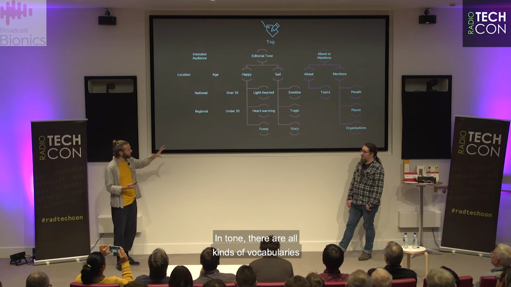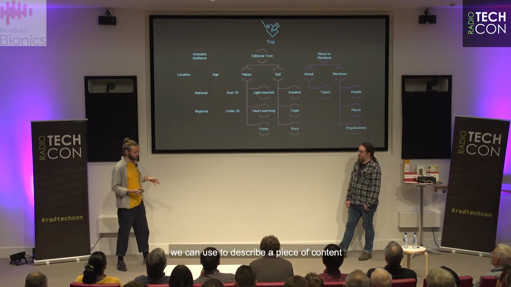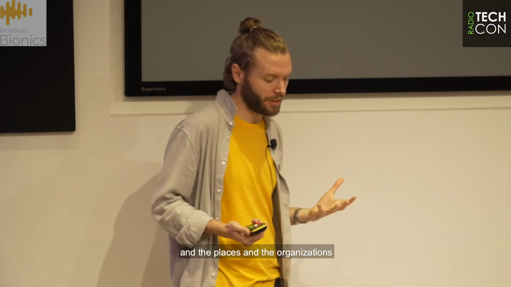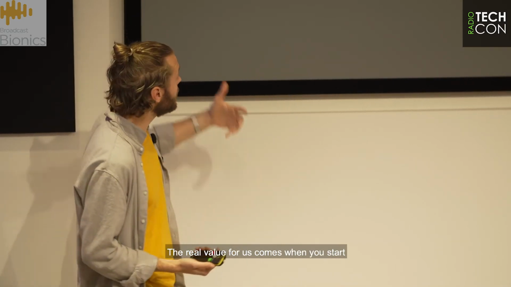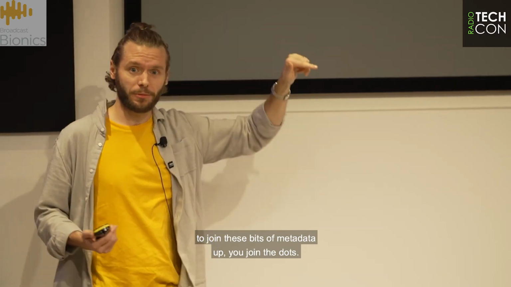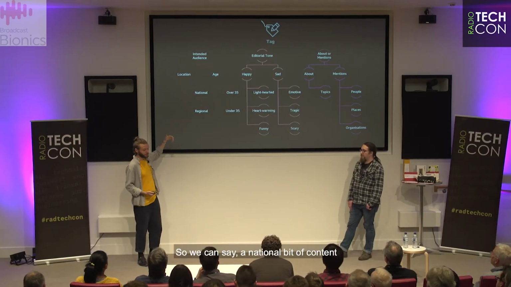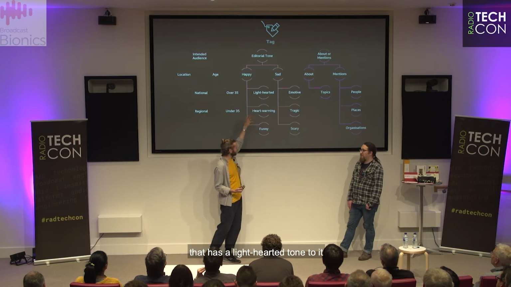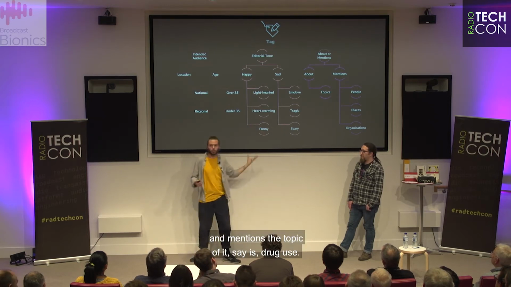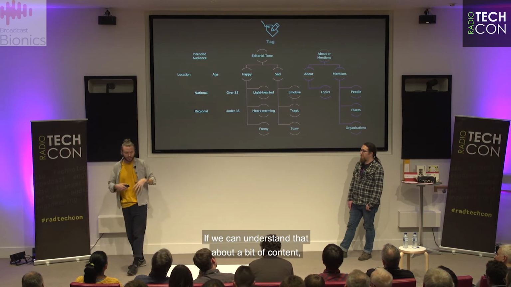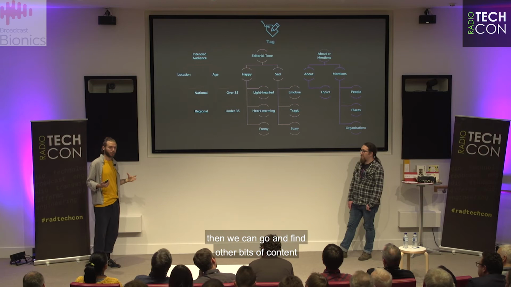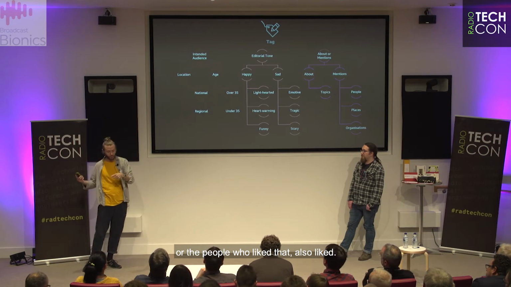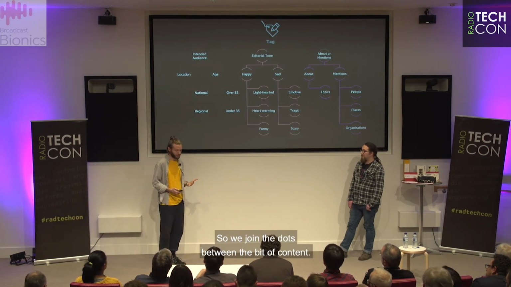In tone, there are all kinds of vocabularies we can use to describe a piece of content. And in mentions, then we can pick out the people and the places and the organizations that are mentioned in a piece of content. The real value for us comes when you start to join these bits of metadata up. You join the dots. So we can say a national bit of content that is aimed at the under 35s, that has a light-hearted tone to it, and the topic of it, say, is drug use. If we can understand that about a bit of content, then we can go and find other bits of content that are about similar things, or that people who liked that also liked. So we join the dots between the bits of content.